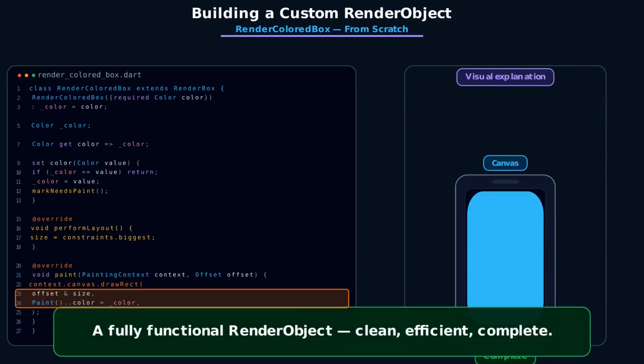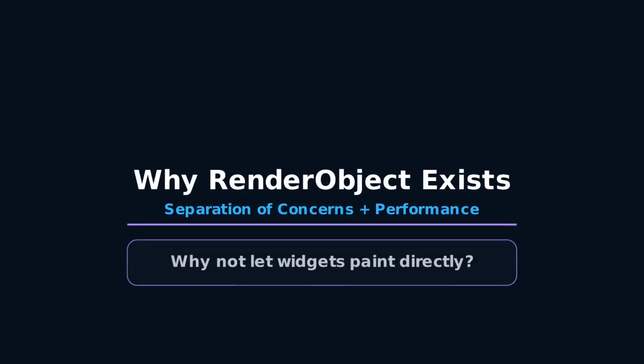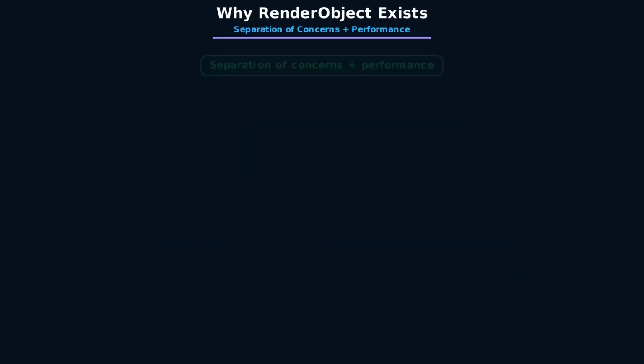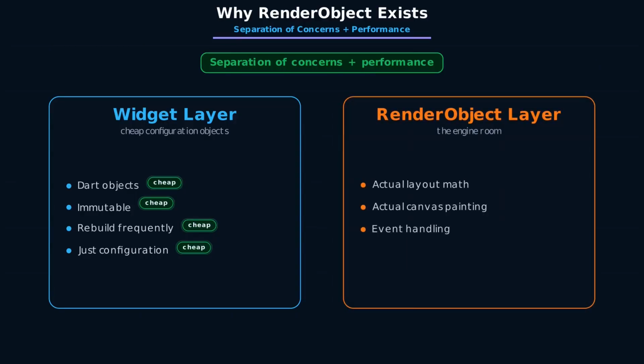Clean, efficient, complete. So why does Flutter even have this system? Why not just let widgets paint directly? The answer is separation of concerns and performance. Widgets are designed to be simple and cheap. You can create thousands of widgets per frame. They're just configuration objects. They don't do any heavy lifting. The heavy lifting, layout math, canvas drawing, event handling, that's what the RenderObject layer handles.